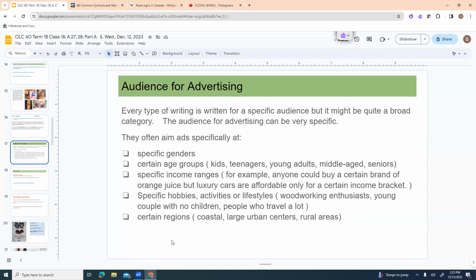So if you're talking about how much fun a seaside getaway is, that's not going to be very compelling if you live on the coast. It might be really compelling though if you live in a big city and don't often get to see water. So different ads are written towards different audiences. And that's one of the things we're going to be looking at over the next couple days.